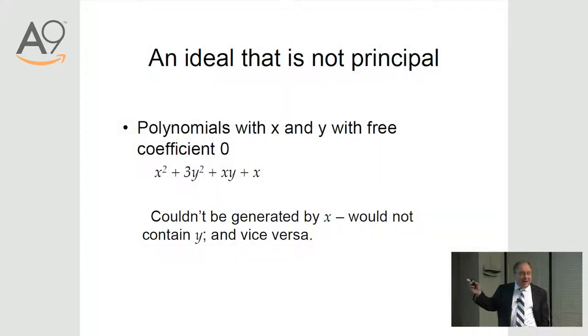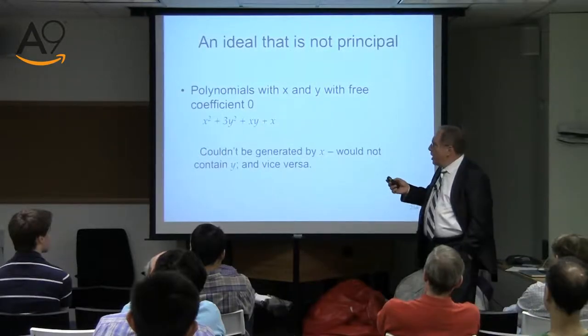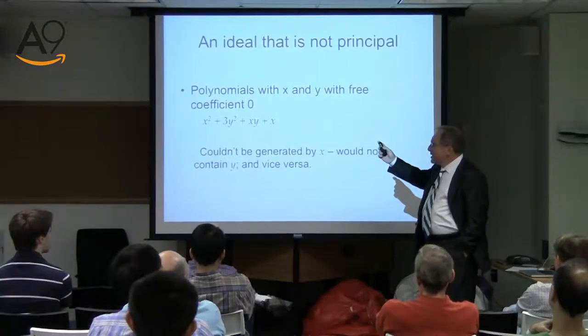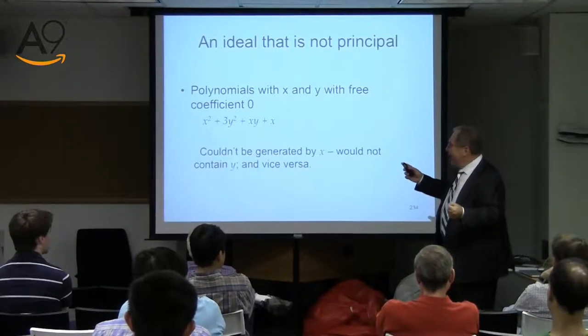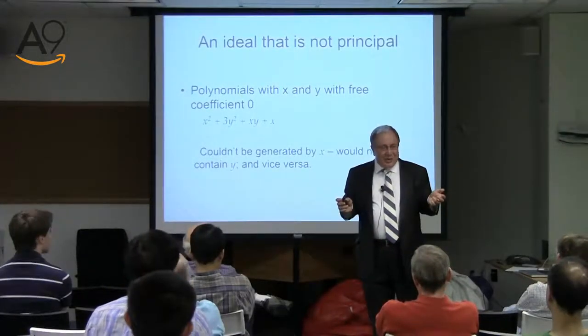And that's an example. Remember this weird guy? He is not a principal ideal. He is just not, because guys like that cannot be generated by X, because things generated by X will include, right? And then it cannot be a thing generated by Y. So it's not a principal ideal, right? Because Y cannot be generated by X, and X cannot be generated by Y. That's the sort of basic explanation.